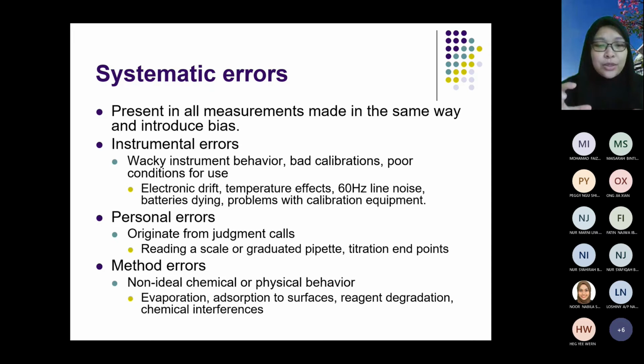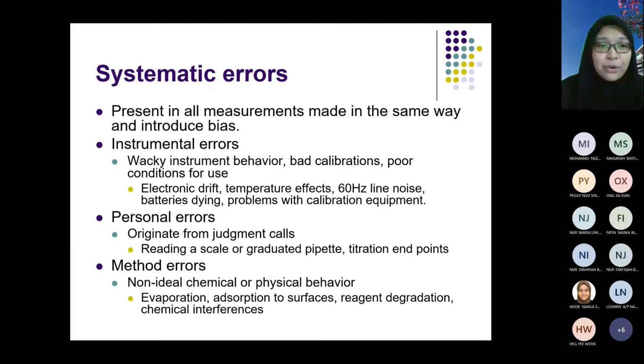Because when you take fewer decimal places, the final answer will be different from when you use more decimal places. Suppose you should use 2 decimal places, but when you use 1 decimal place, the final answer will be different. Walaupun dia tak jauh beza, tapi in analytical chemistry, this will affect the accuracy. So that is personal error under systematic error.